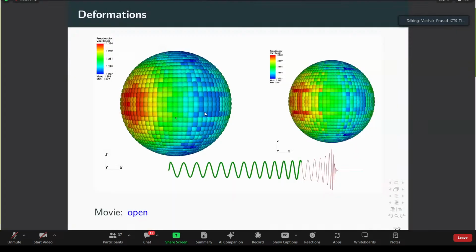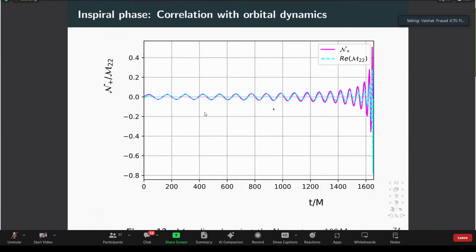What you see on the screen is a snapshot from the same movie. So the two black holes deform each other, and you can clearly see the L2M2 dominant quadrupolar pattern. And now coming to correlations, it was interestingly found that these deformations, which are plotted in cyan, the dominant component, are also strongly correlated with the news of gravitational radiation, which is escaping to infinity.